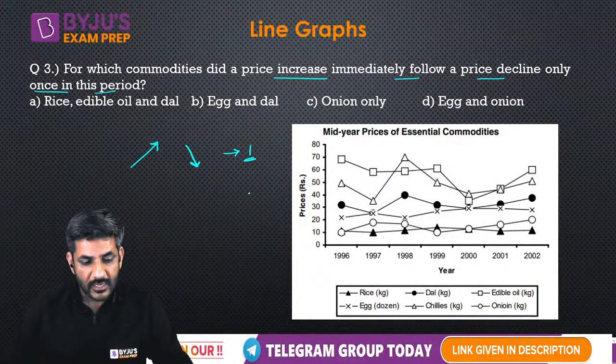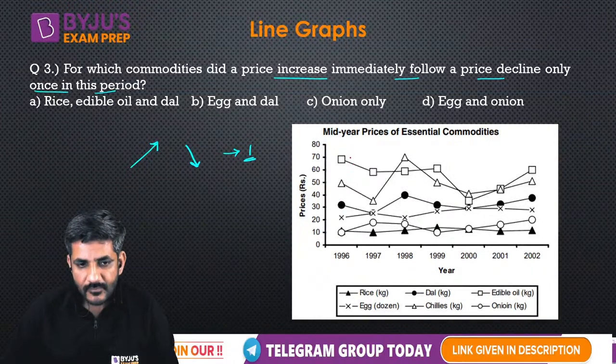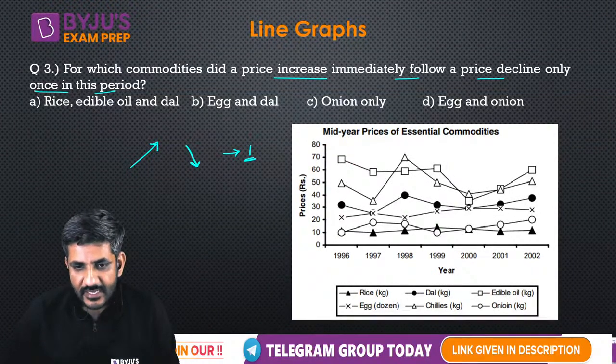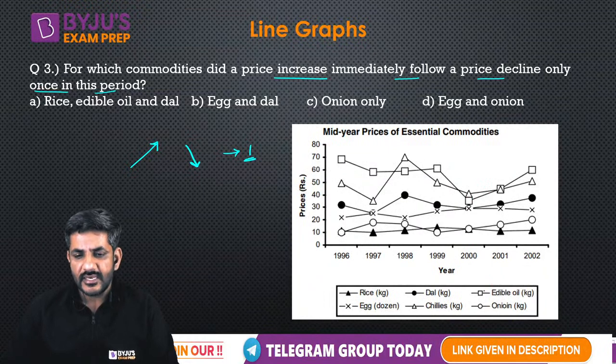So let's have a look again. First of all, is an increase followed by a decrease appearing anywhere? I see that there is a decrease, it remained the same, then a decrease. So there is no increase followed by a decrease in edible oil.